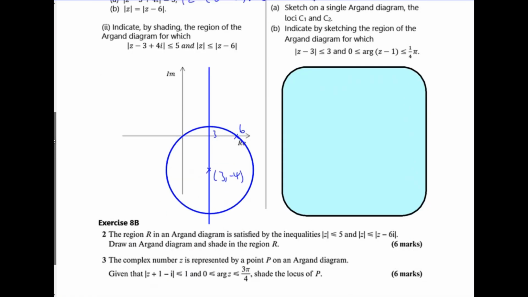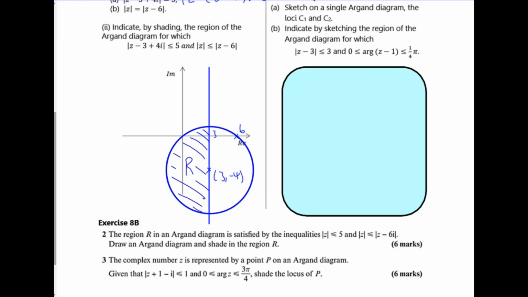It then asks us to indicate by shading the region of the Argand diagram which satisfies those 2 things. First off, for the circle, we want the inside of the circle because it's all the complex numbers where the distance from the center is less than or equal to 5. You then have to decide which half you want for the perpendicular bisector. This is saying it wants the points that are closer to the origin than to 6. The modulus of z, the distance from the origin, is less than the distance from 6. So the points closest to the origin, which is the left-hand half of this.